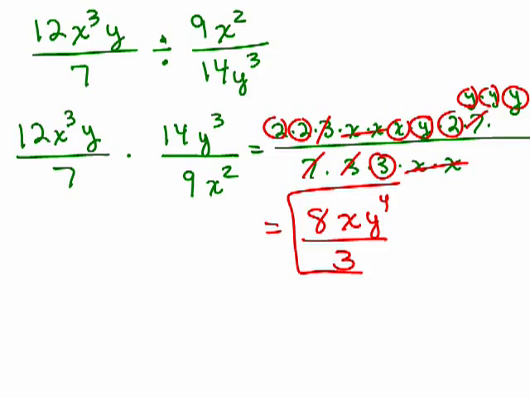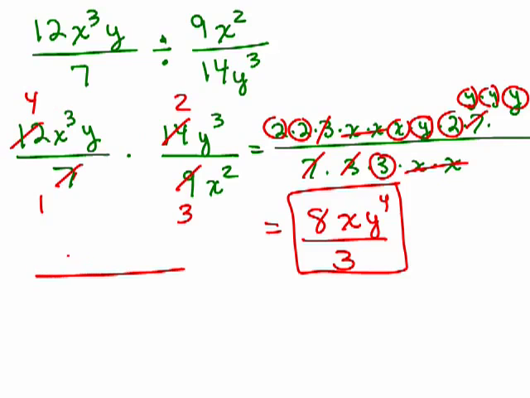Right, so if you want, you could write everything out. Or you could do regular old canceling. 3 goes into 9 and 12. 7 goes into 14 twice. And so I see that there's my 8 in the numerator. And I'm going to have a 3 in the denominator.